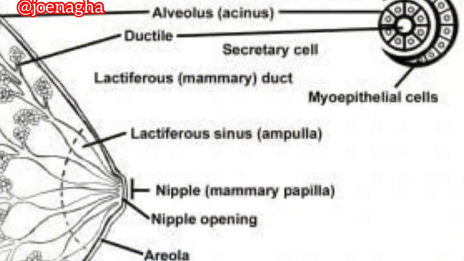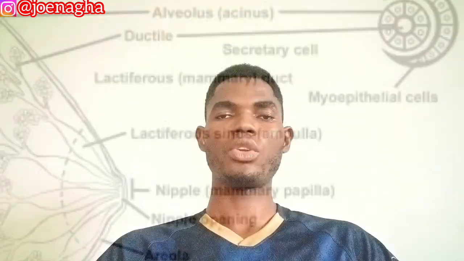The prolactin is just concerned with milk secretion. It acts on the epithelial cells that surround the alveolar cells of the mammary gland to bring about the secretion of milk.